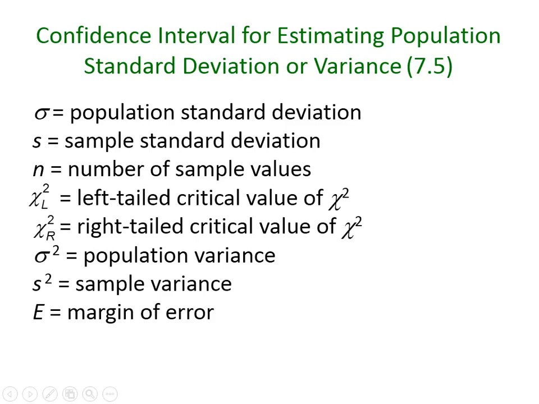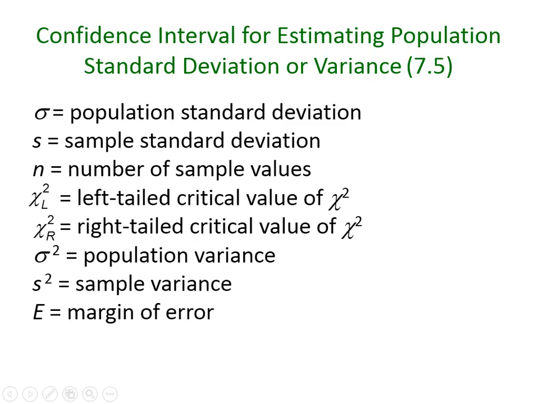All right, looking ahead first before we start introducing the formula. Sigma is your population standard deviation. S is your sample standard deviation. N is the number of sample values. Chi-squared sub-L is your left-tailed critical value of chi-squared. Chi-squared sub-R is your right-tailed critical value of chi-squared.